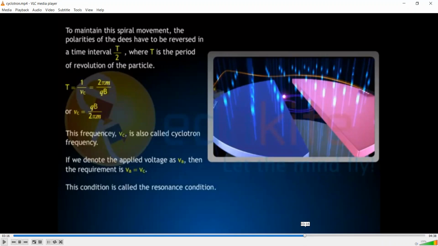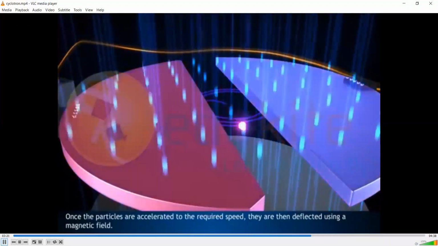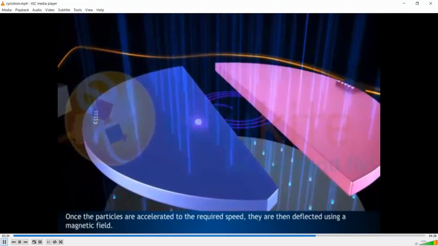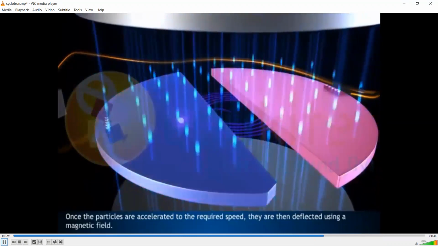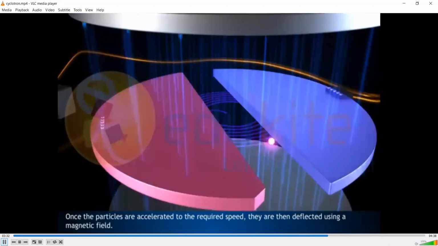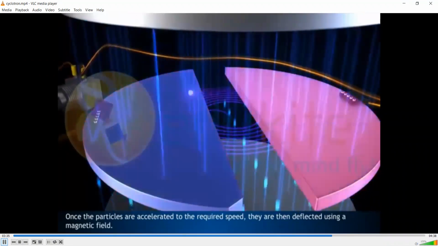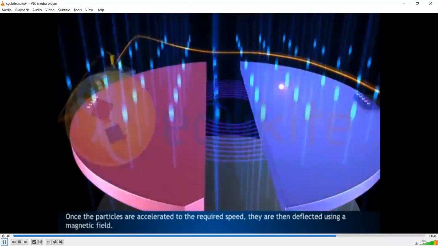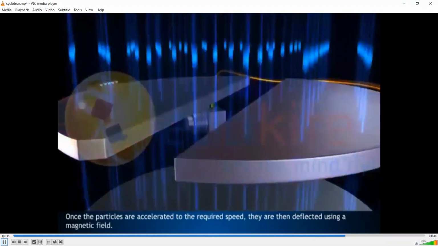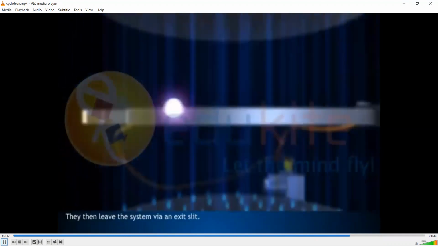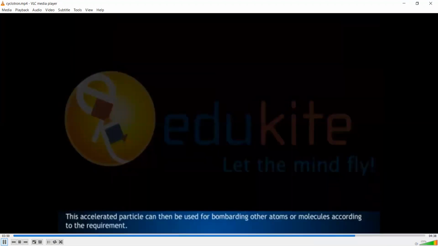Okay. Now moving on to the next part. Once the particles are accelerated to the required speed, they are then deflected using a magnetic field. They then leave the system via an exit slit. This accelerated particle can then be used for bombarding other atoms, molecules, or solids according to the requirement.